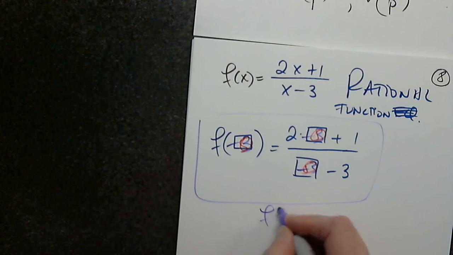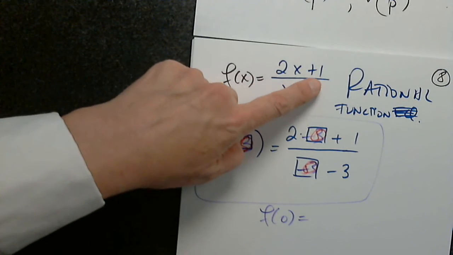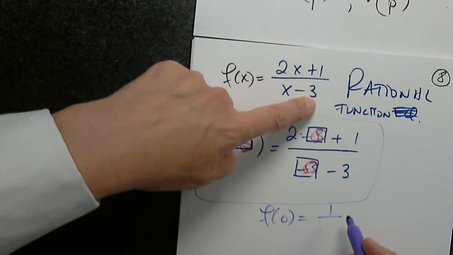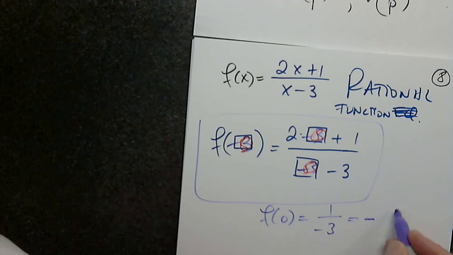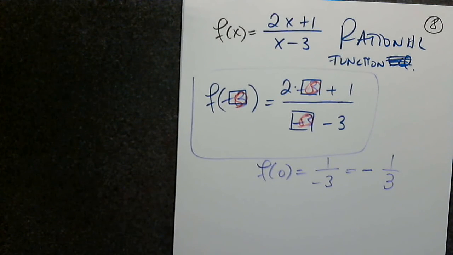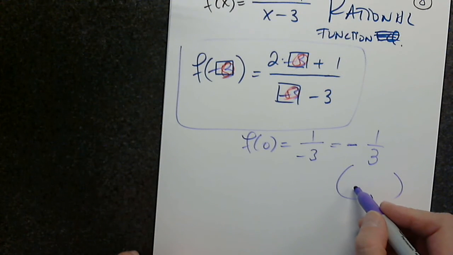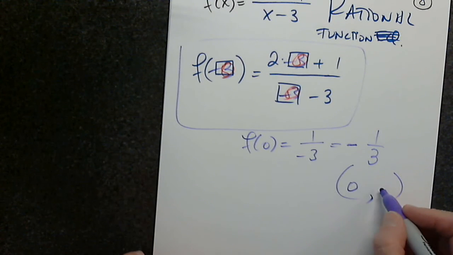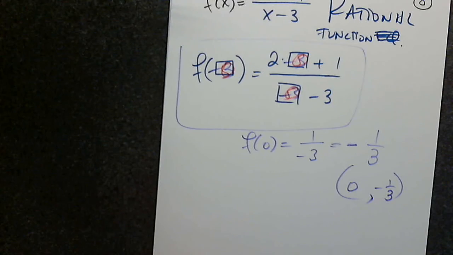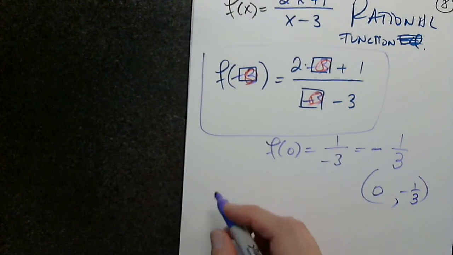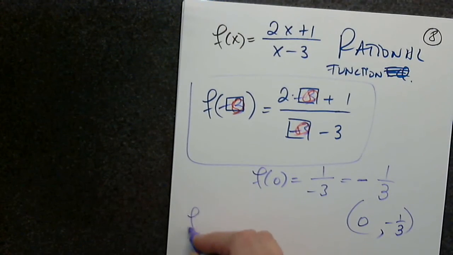So if we want to evaluate the function at 0, we have 0 plus 1, which is 1. We have 0 minus 3, which is -3. And we will be writing -1/3. And I'm going to ask you what is the ordered pair that we just created here. We created an ordered pair, which is (0, -1/3). That's it.